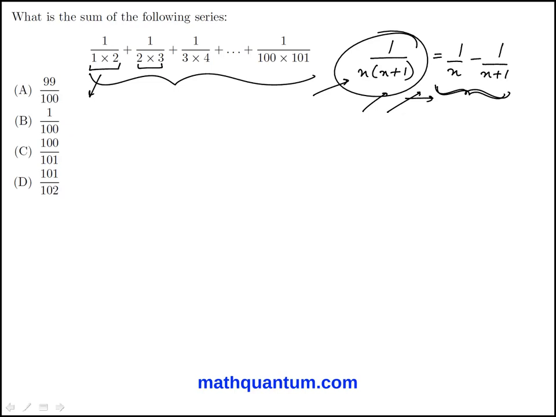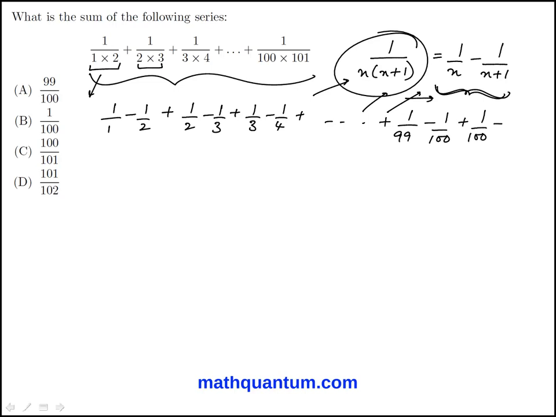Well, we can rewrite these terms as the first one would be 1 over 1 minus a half. Second would be 1 over a half minus a third. Then 1 over 3 minus a fourth, and so on and so forth. I'm going to write the last two terms. So it would be 1 over 99 minus 1 over 100 plus 1 over 100 minus 1 over 101.